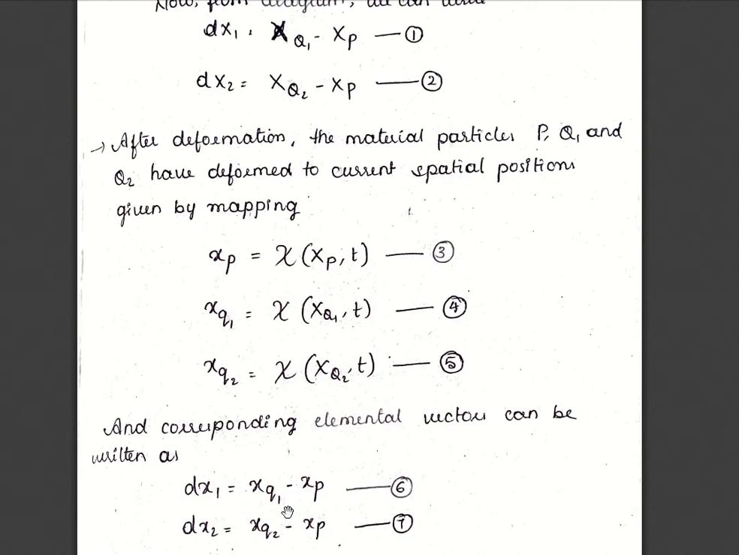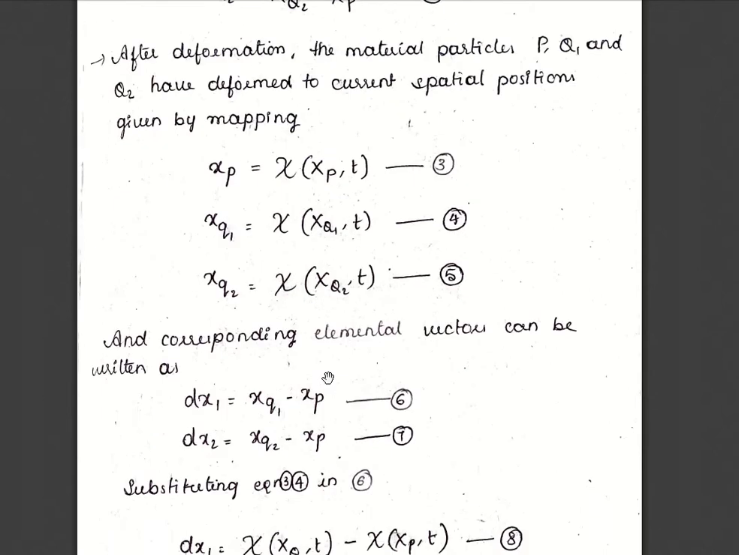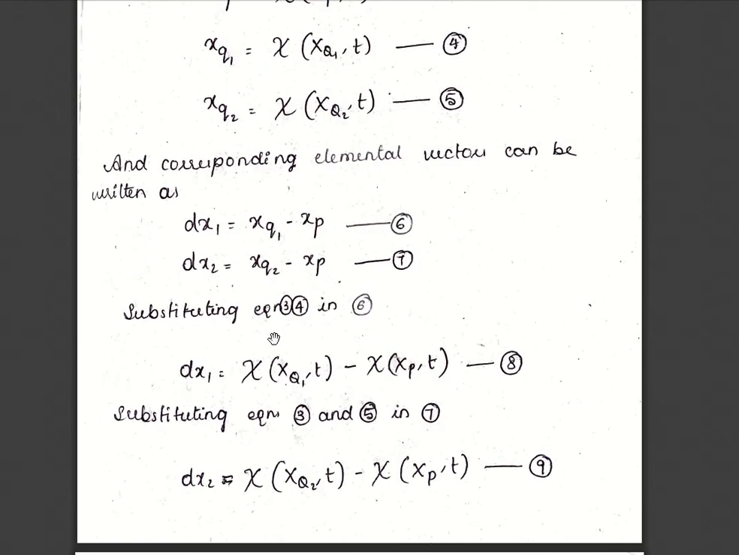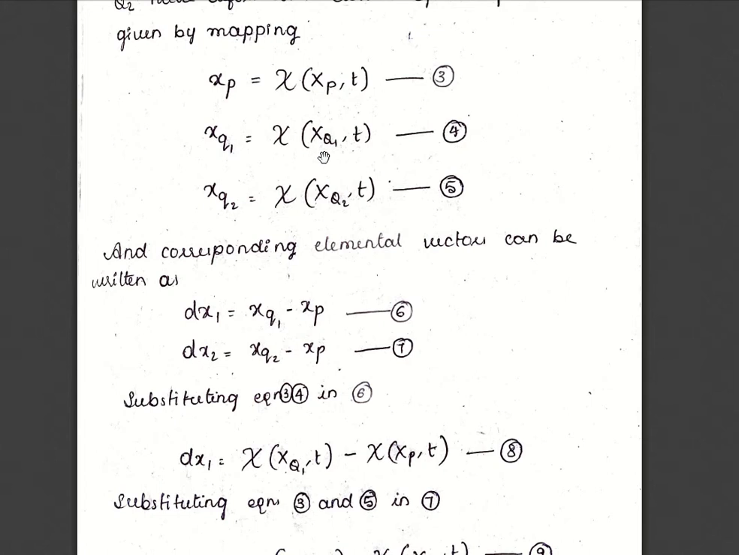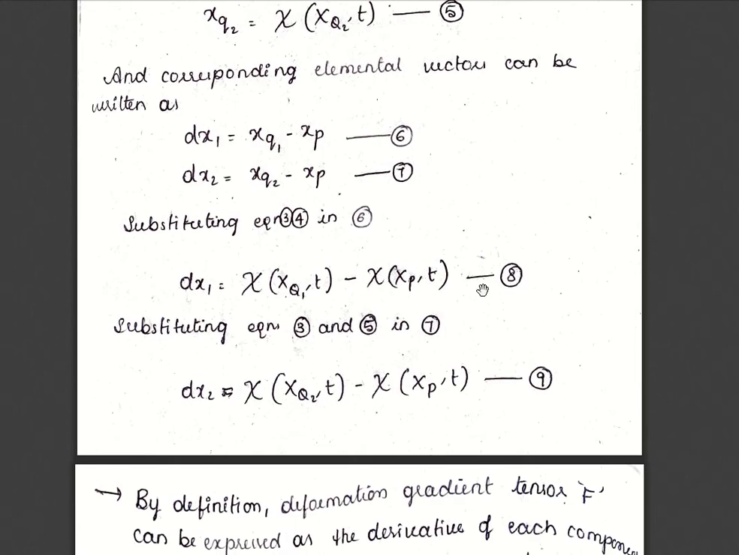As we have written here, in the same manner we are writing this here. Small dx1 is equal to small xq1 minus xp, just like this. Dx2 is equal to xq2 minus xp. So we can do in both manners. So if we substitute these equations 3 and 4 in equation 6, dx1 is equal to, in the place of xq1 I will substitute this, in the place of xp I will substitute this, and take it as equation number 8.